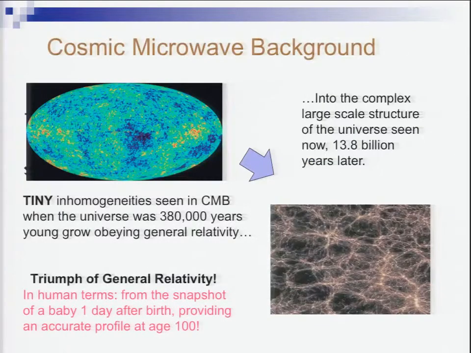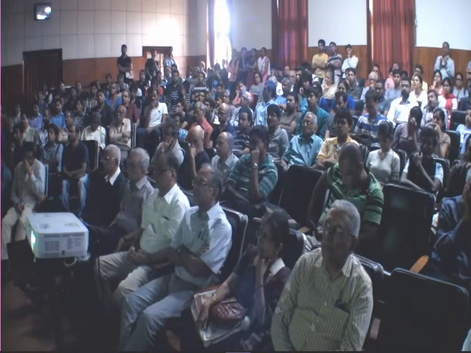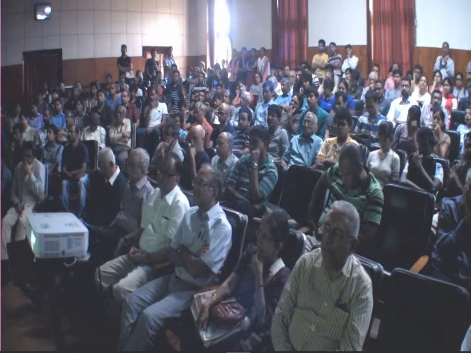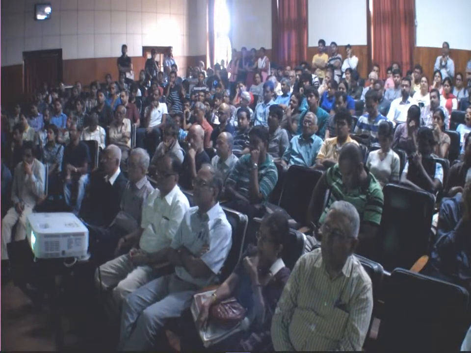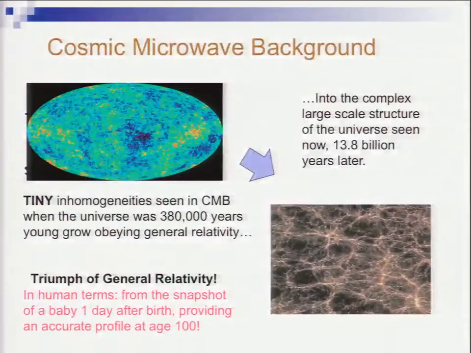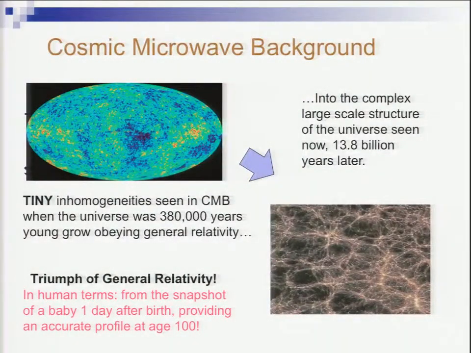And then what happens is the following: these tiny inhomogeneities seen in the cosmic microwave background, when the universe was about 380,000 years young, grew because of gravitational attraction, obeying the equations of general relativity, and knowing the known physics, the dynamics, astrophysics, gas physics, one can actually show that these fluctuations grow to give us the large-scale structure of the universe we see today, some 14 billion years later. This is the true trial, you see. If you look at 380,000 years, and divide by 14 billion years, that is, in human terms, like a ratio between 1 day and 100 years.